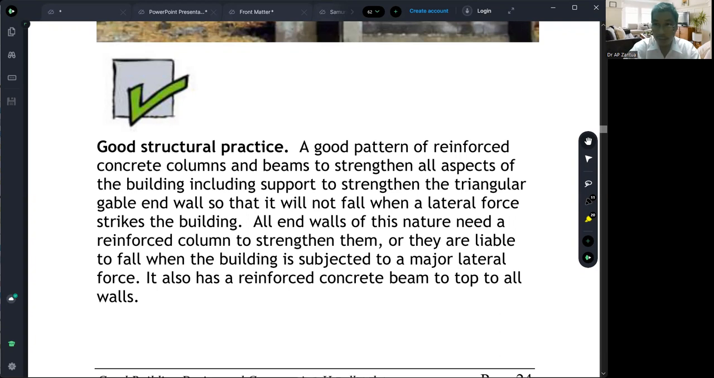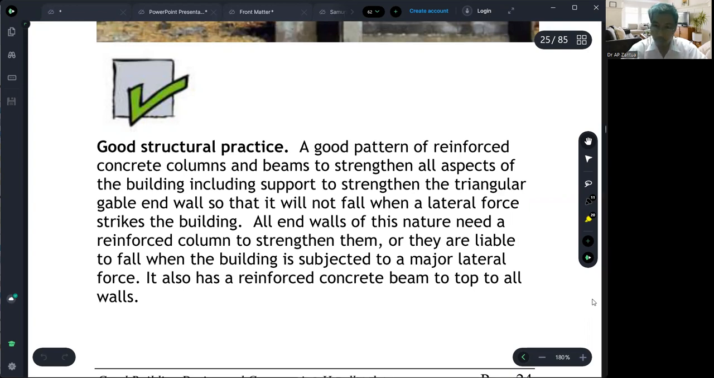Okay, but the structure will feel the vibration of the earthquake, although normally we cannot notice it, no? Because that is a daily occurrence. We are used to it. Okay, so it also has a reinforcement beam to the top of all walls. Okay, so as you can see on that actual picture.